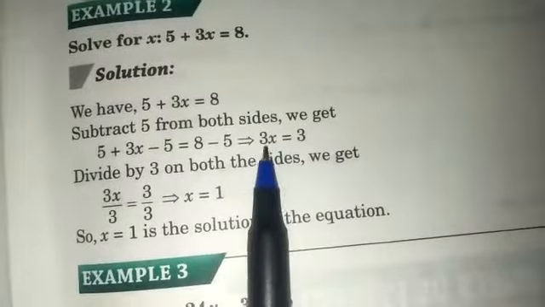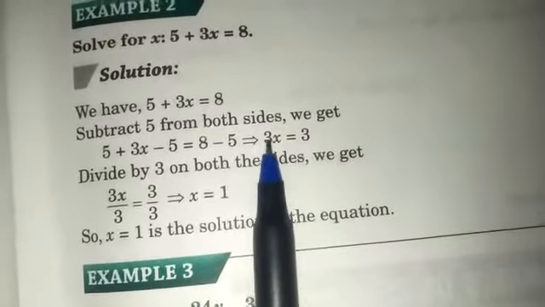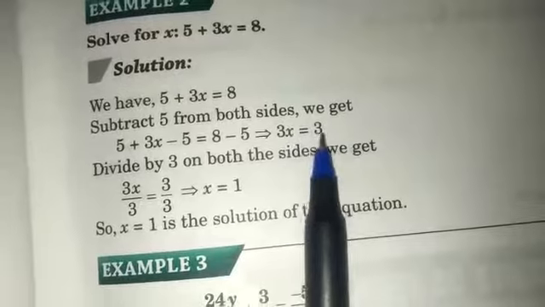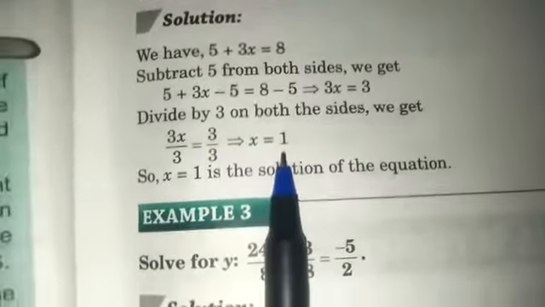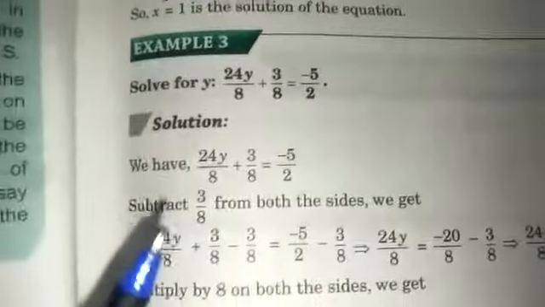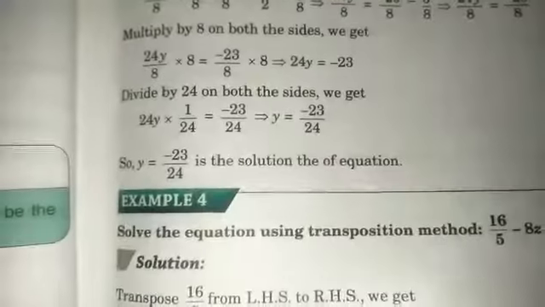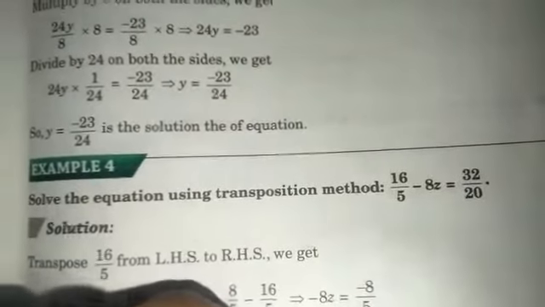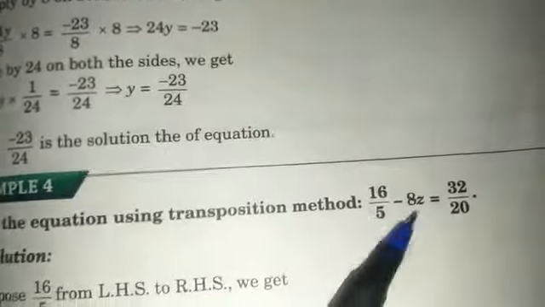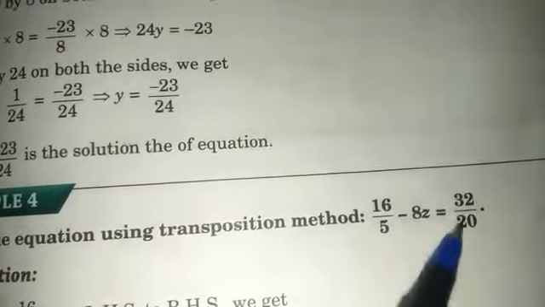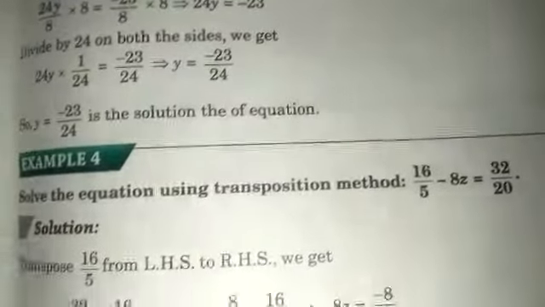Or just send this 3 this side. Because it is multiplied with x, this side it will be divided by 3. x is equal to 3 by 3. Ultimately x is 1. In the same way, these are there. So try to solve these examples. Not necessary according to the given solution, you can use your own method. Same here, example 4. Solve it your own way. Send this 8z this side and 32 by 20 this side. Then you solve it.